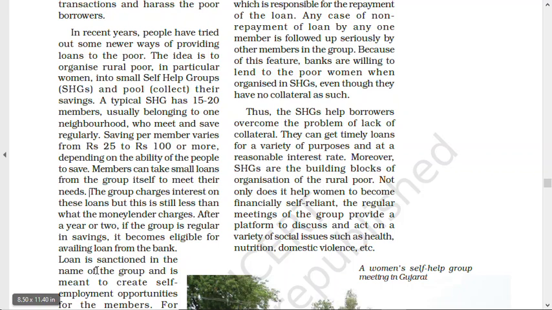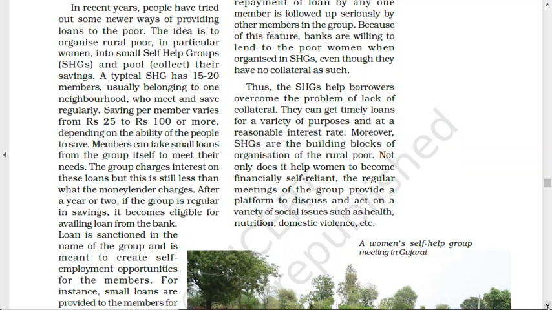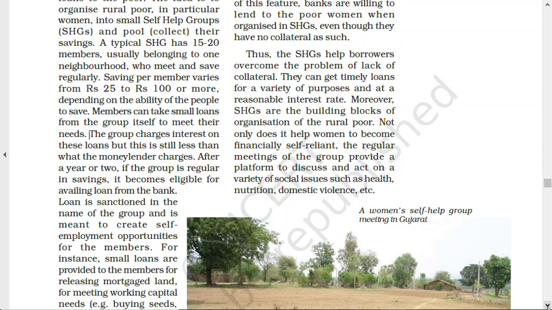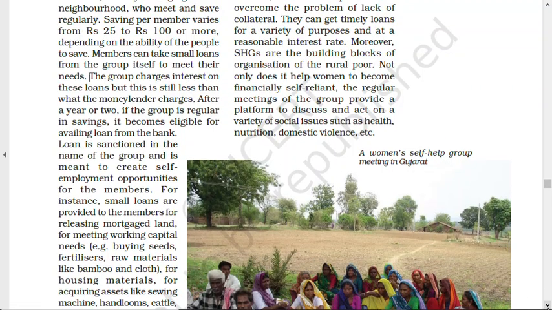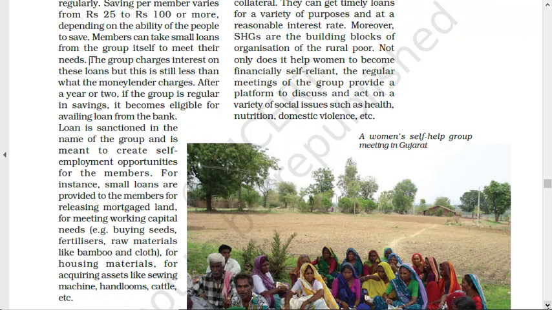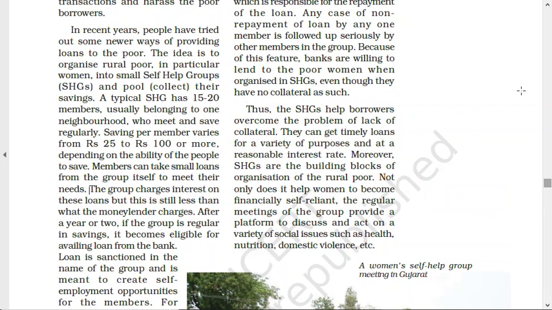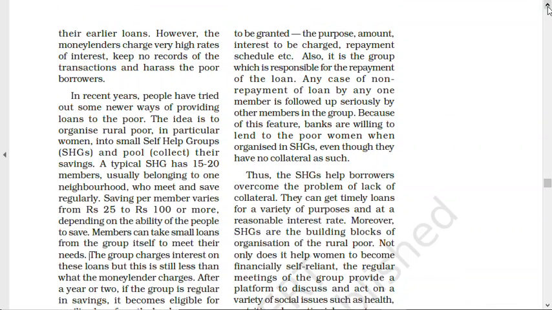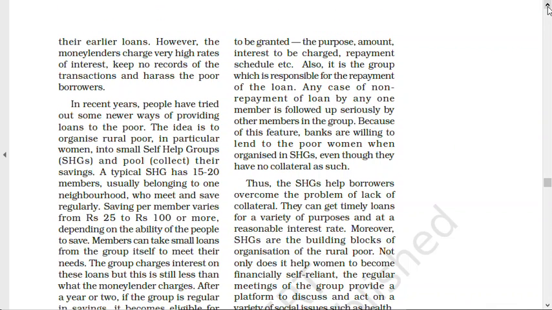Loan is sanctioned in the name of the group and is meant to create self-employment opportunities for the members. For instance, small loans are provided to the members for releasing mortgaged land, or for meeting working capital needs, let's say buying seeds, fertilizers, raw materials, all these things. Also for household materials, for acquiring assets like sewing machine, handloom, cattle, etc. For these things, loan is provided to them. So this is at a very small level, or you can say the local level. All right, further it says, just a minute.